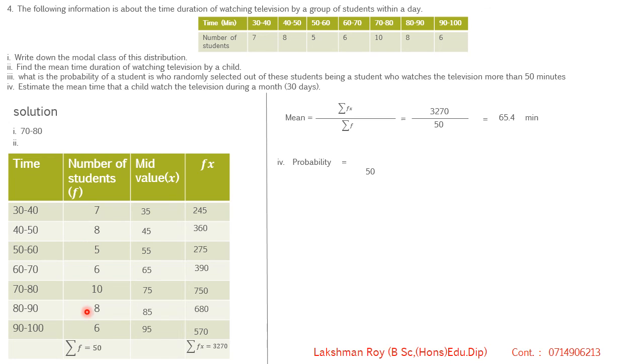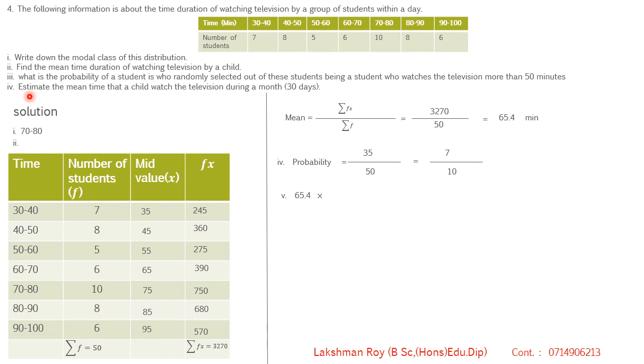Then you can find the probability. The total is 50, and you always find the probability from the total. More than 50 minutes means the addition of these values, which is 35. Then you can simplify: 35 and 50 you can divide by 5, so this one is 7 and this one is 10. So that is a fraction, and probability you always keep as a fraction. Then Roman number 4.